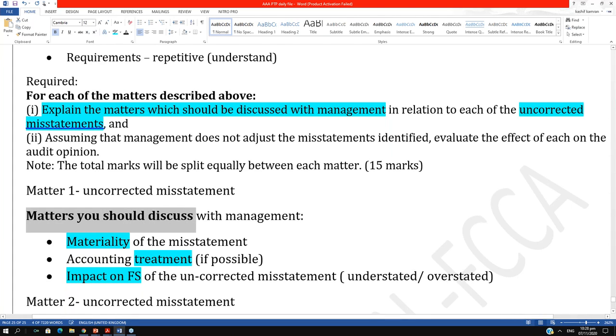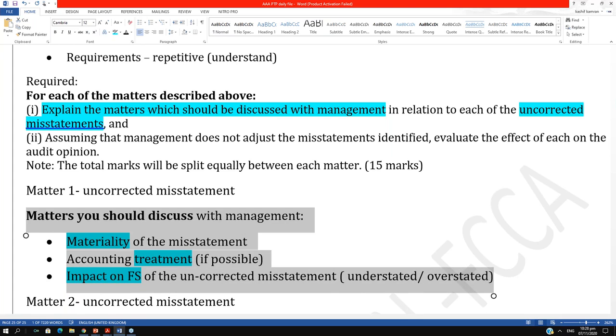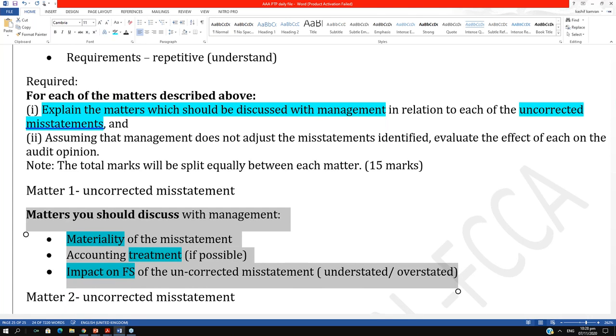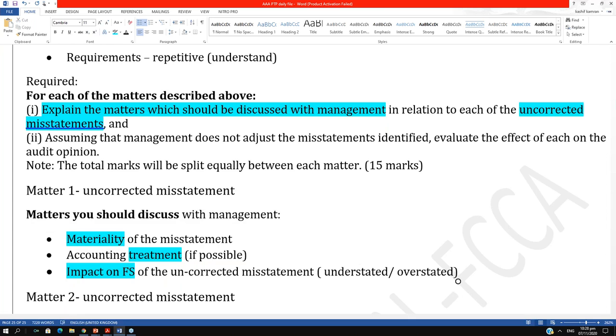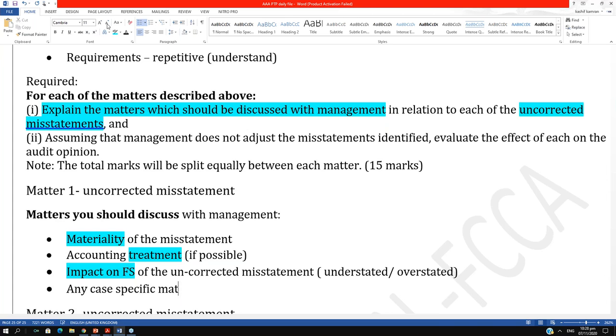So the examiner is saying matters you should discuss with management in relation to each of the uncorrected misstatements. So will we discuss the materiality of the misstatement? Will we discuss the treatment of the misstatement? Will we discuss the impact on the financial statement of an uncorrected misstatement, right? And there can be any case specific matter.